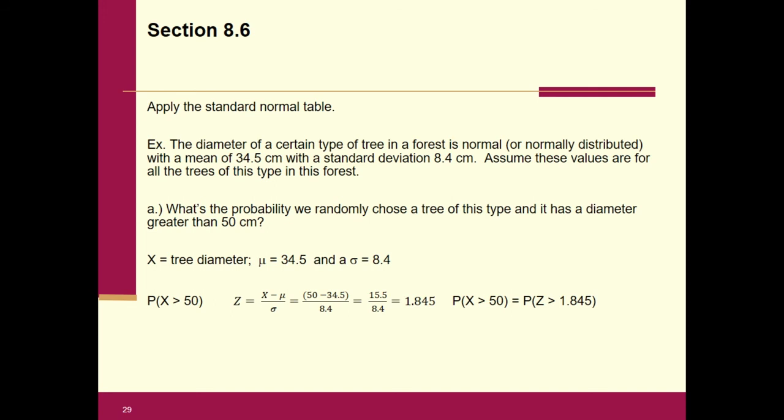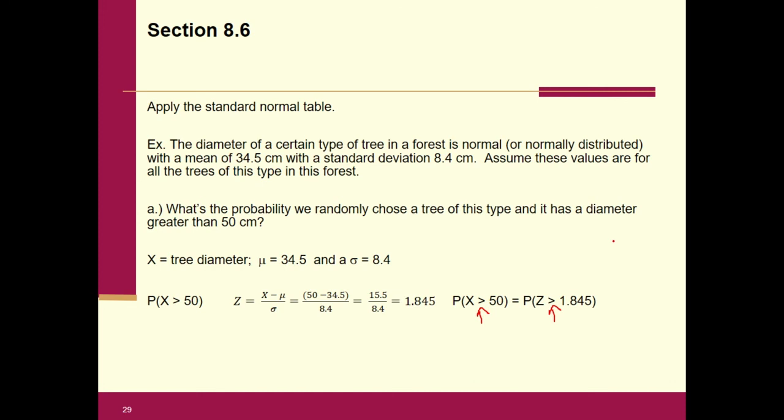By the way, this sign right here will not flip on us. In algebra, the time that this flips is when you multiply or divide by a negative number. We are dividing by a number, but it's sigma, and sigma is never negative. It's always going to be a positive number. It could be zero, but probably not. And so this sign will not flip on us. If it's greater than, it's going to stay greater than.